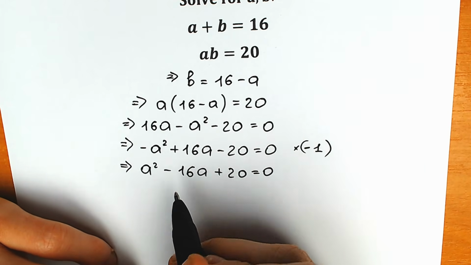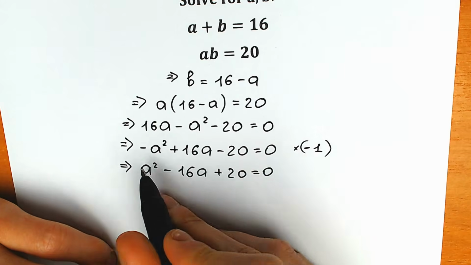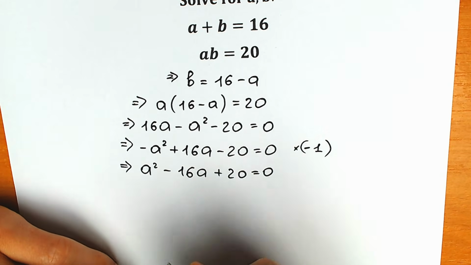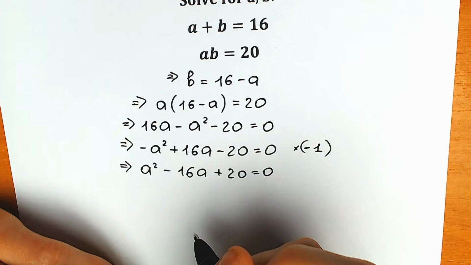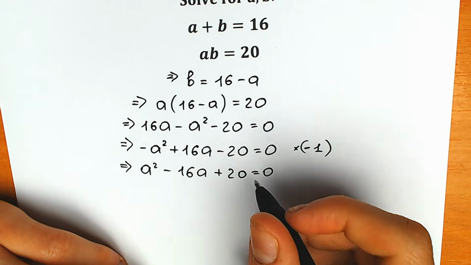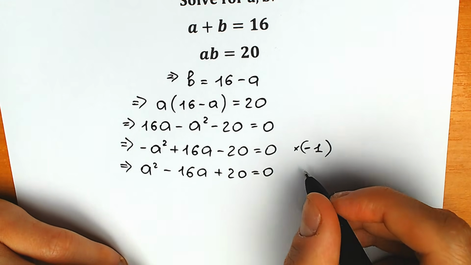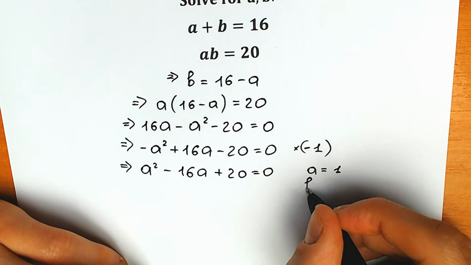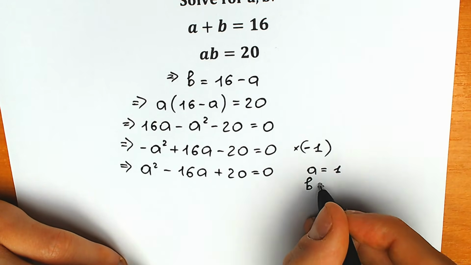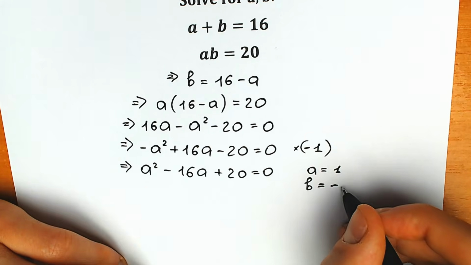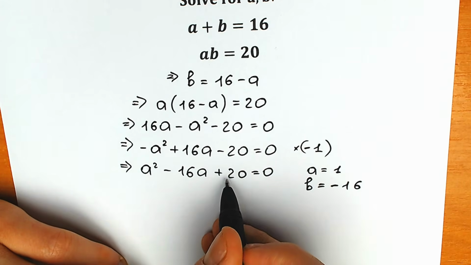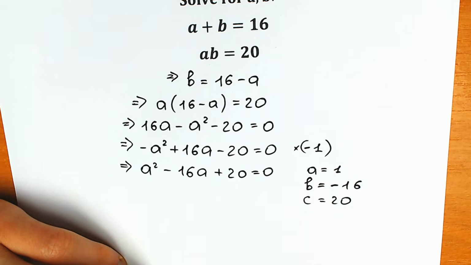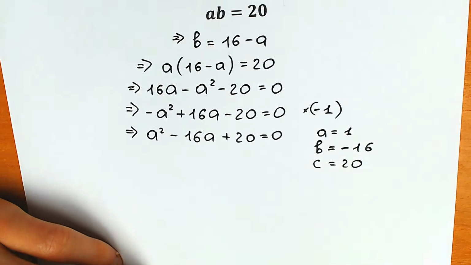We really hope you understand how we get this quadratic equation. What are we going to do next? Right now, let's solve this quadratic equation. Of course, there are a lot of ways to do this, but maybe the basic one is the method of coefficients. So let's write our coefficient a equal to 1, our second coefficient b equal to minus 16, and our third coefficient c equal to 20. And right now let's solve this quadratic equation.